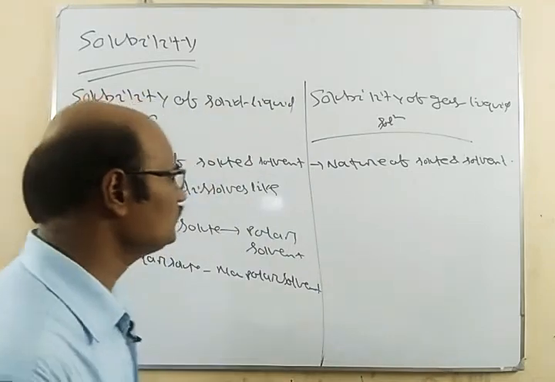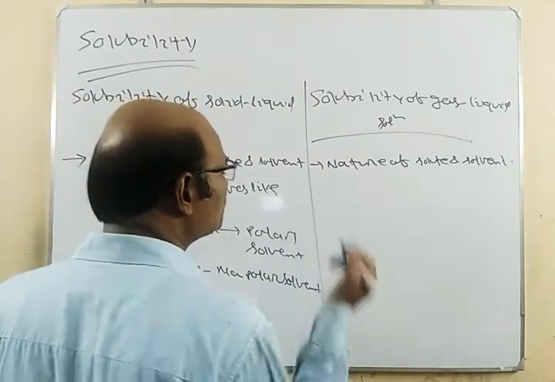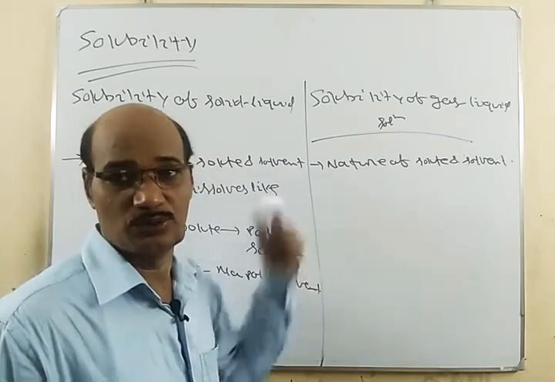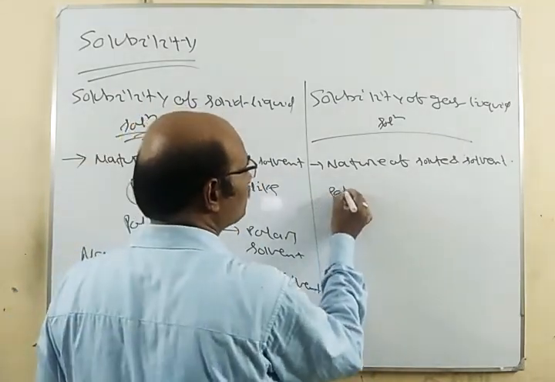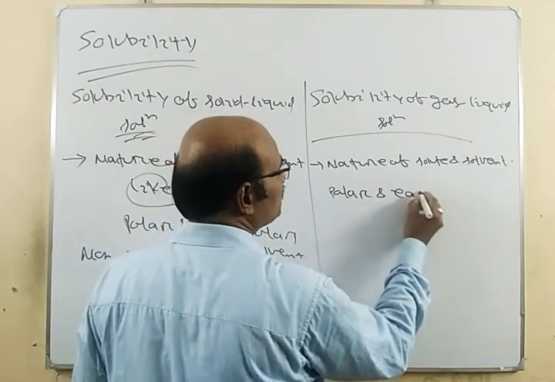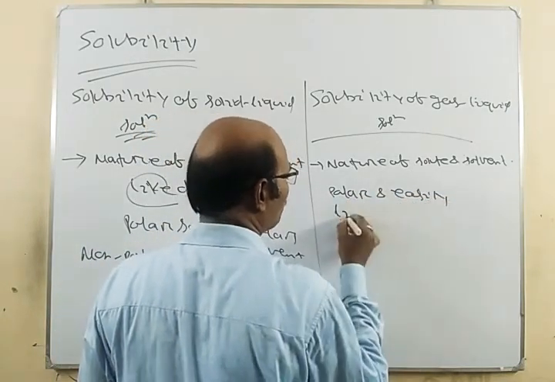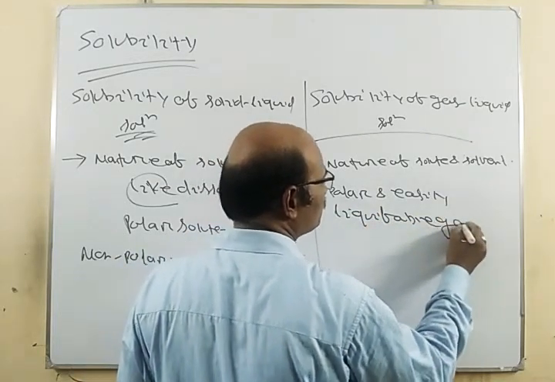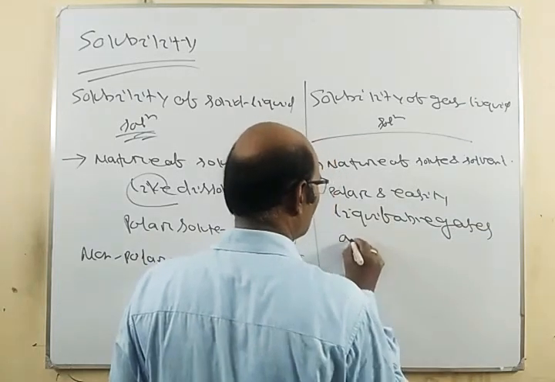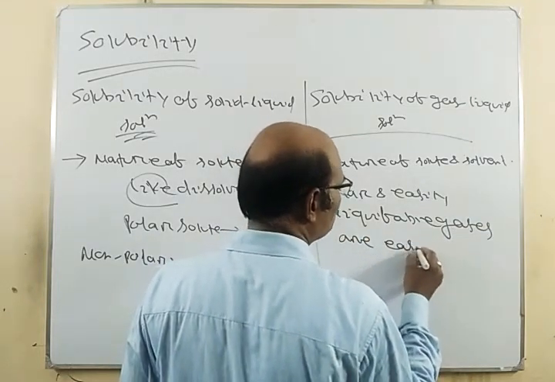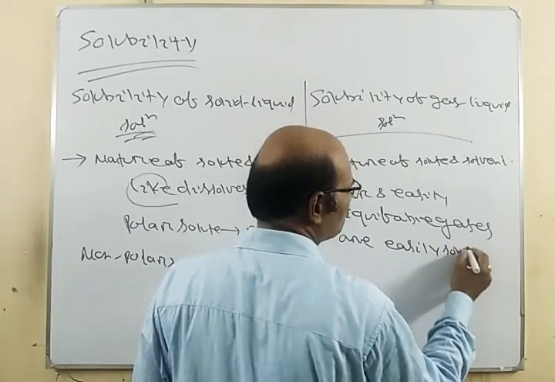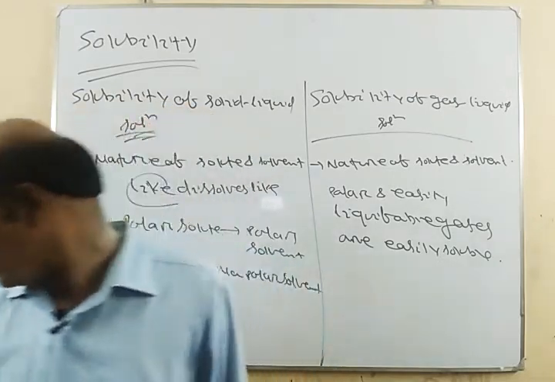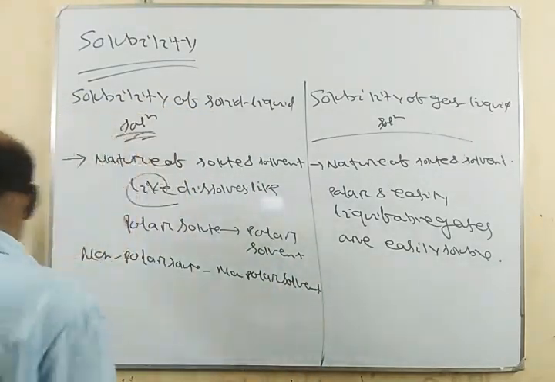Okay. If you come to the case of gases, what happens? Basically, polar and easily liquefiable gases are easily soluble. So this is how the solubility depends upon the nature of the solute.